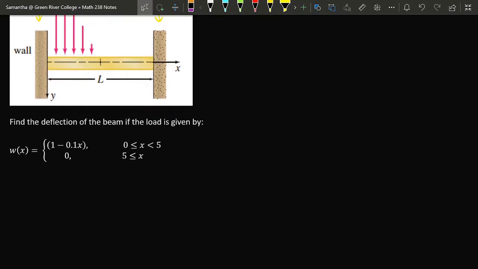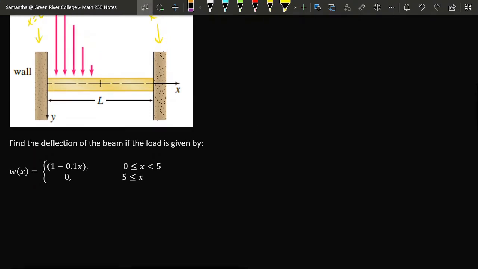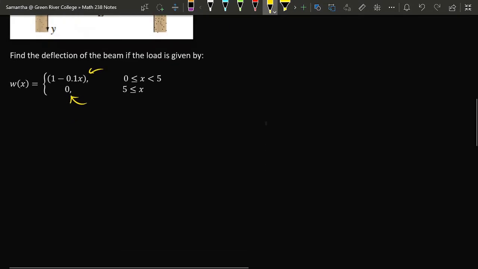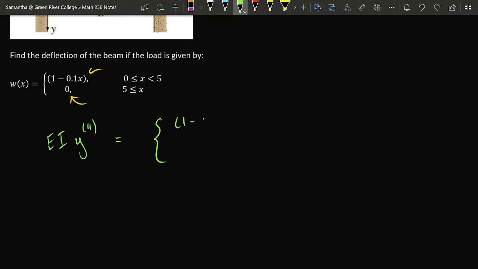So now suppose that there's only a load on the left half of the beam. On the right half of the beam, the load is 0, but on the left half of the beam, there is a load which satisfies the equation 1 minus 0.01 times x, where x, again, is the horizontal position along the beam. Let's see if we can figure out the deflection of the beam under these circumstances. So I'm going to start with our differential equation, E times I times y to the fourth derivative is equal to our load function.